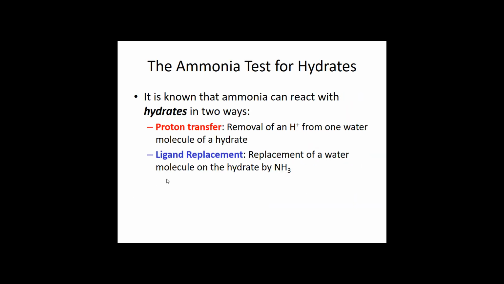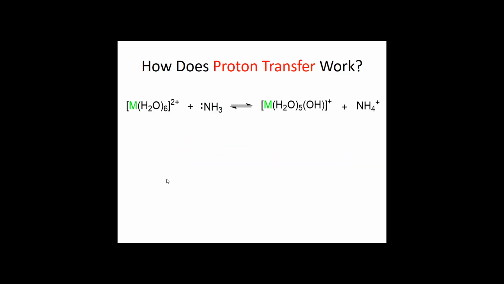Right. Ammonia can react with hydrates in a couple of ways. Before we actually show you the test, let's talk about this. So it can react through what's called proton transfer or deprotonation. That means you remove H plus from one water molecule of the hydrate, and I'm going to show you that. It can also react with the hydrate by doing what's called ligand replacement. Again, a ligand is just a group like an atom or a molecule that's bound to the metal using a lone pair of electrons. So with ligand replacement, you end up replacing one of the water molecules with an ammonia molecule. So I'm going to show you both of these processes.